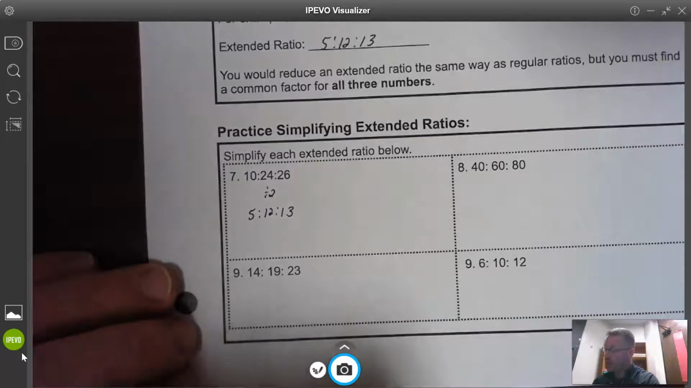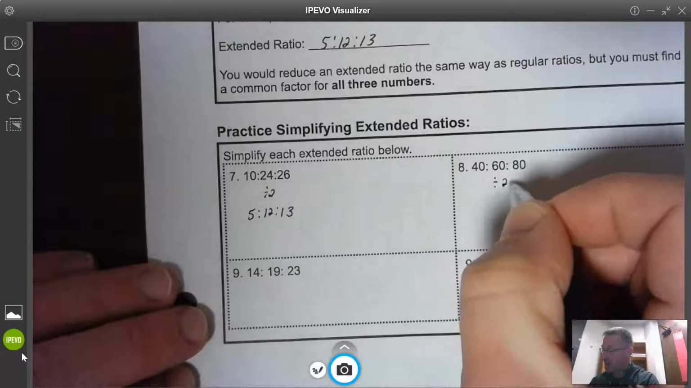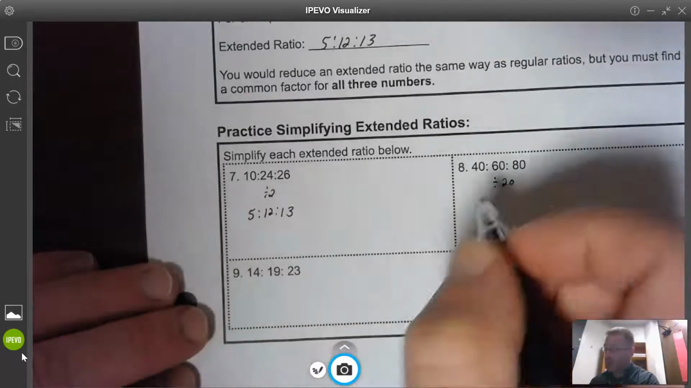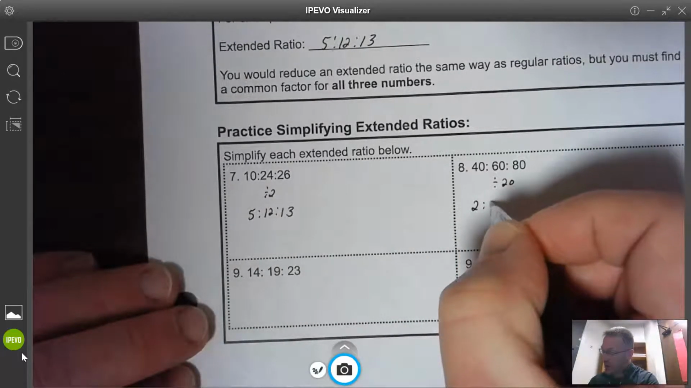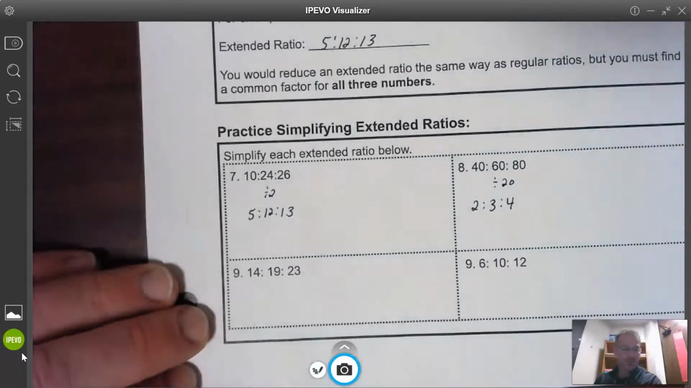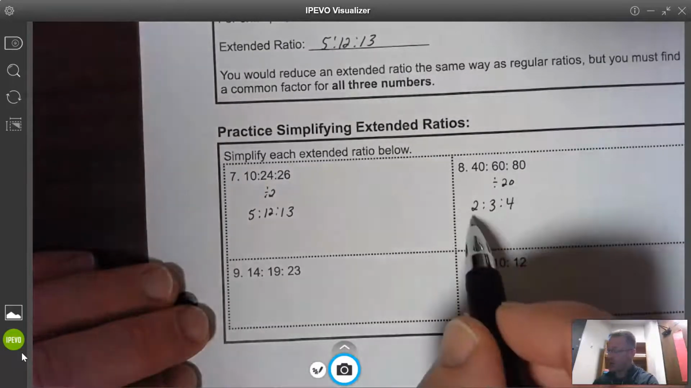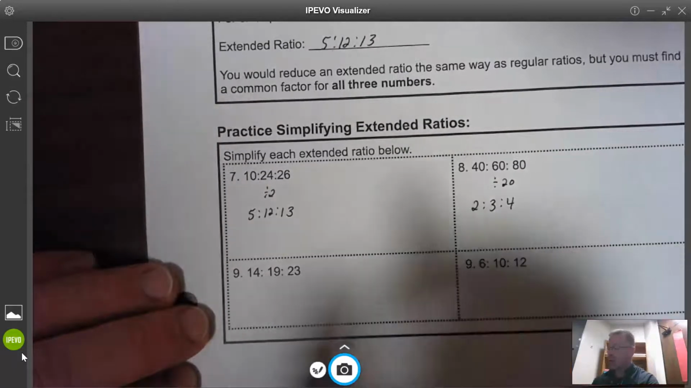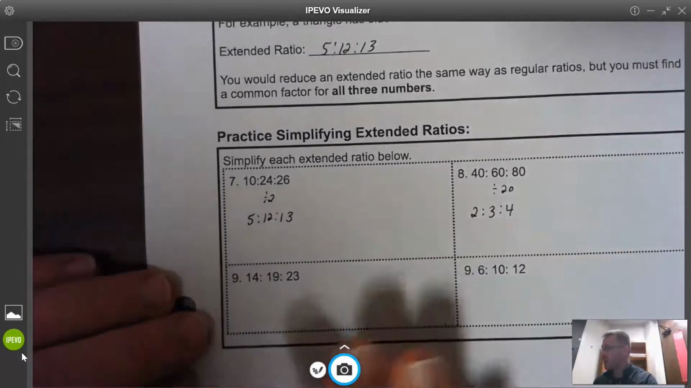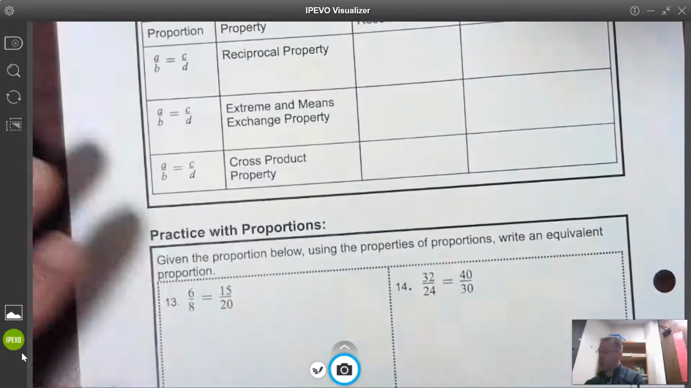All right, so hopefully you looked at this and thought, okay, I can divide everything by 20. So 40 divided by 20 is 2, 60 divided by 20 is 3, and 80 divided by 20 is 4. So that gets us to 2 to 3 to 4. And once again, the GCF for all 3 of these numbers is 1. Therefore, I know it's in lowest terms. All right, so I'll leave the rest for you to finish in a moment. Let's look at a little bit more here.